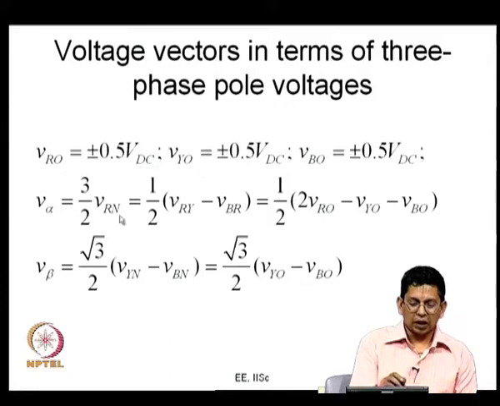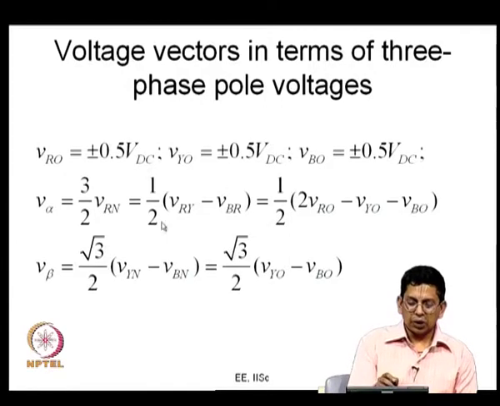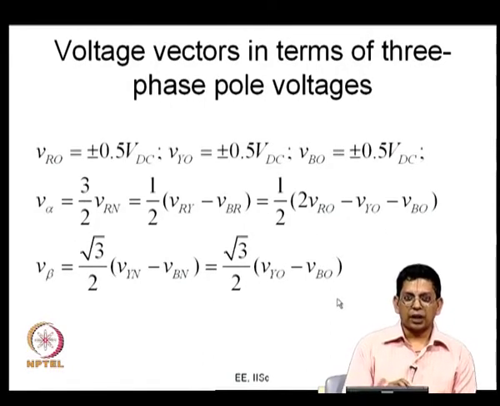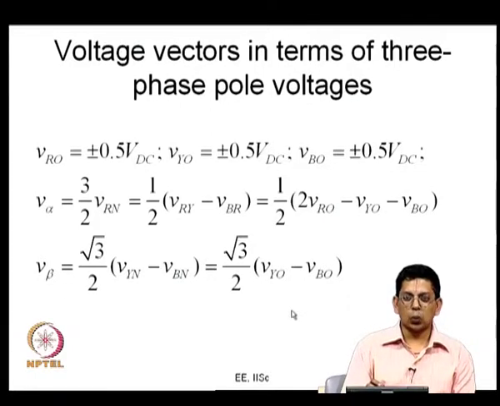So, VRN can be replaced in terms of VRY and VBR, the line to line voltages shown here. They in turn can be replaced in terms of the pole voltages as shown here. So, this is V alpha in terms of pole voltages, this is V beta in terms of pole voltages, and you can see that V beta is independent of VRO. So, this is something that you have here.